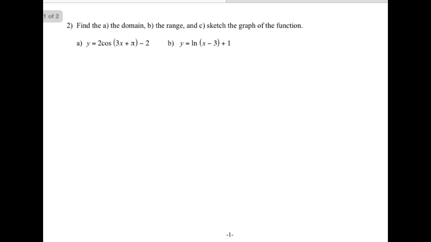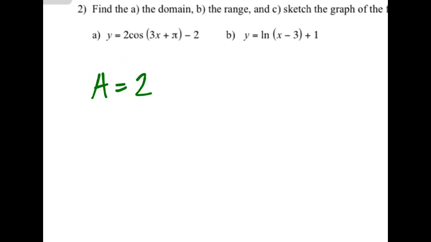For part A, I changed the directions to be something where you find the period and the amplitude. The amplitude is easy. That's just that first number there. So the amplitude is 2. And then the period, we have to get it into the general form.